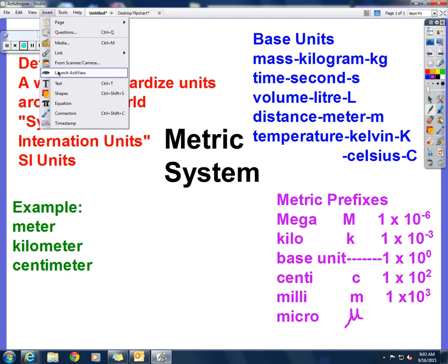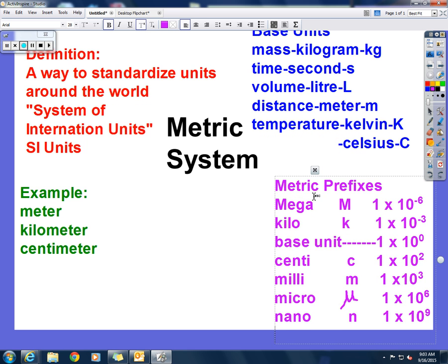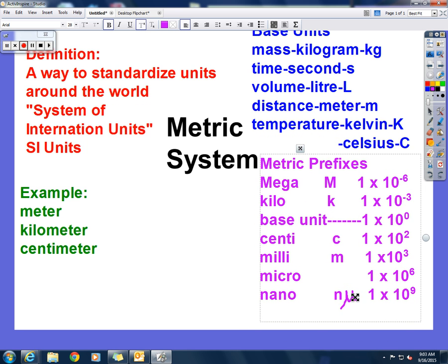But it's the mu, and it is 1 times 10 to the negative 6. Kind of see a pattern going on here. Then we have nano, which is a little n, and that's 1 times 10 to the negative 9, somebody could probably guess this. And then finally, we have pico, which is p, and it's 1 times 10 to the negative 12.